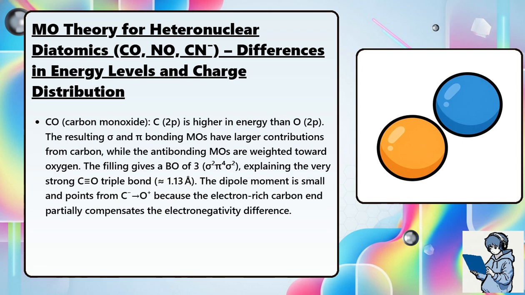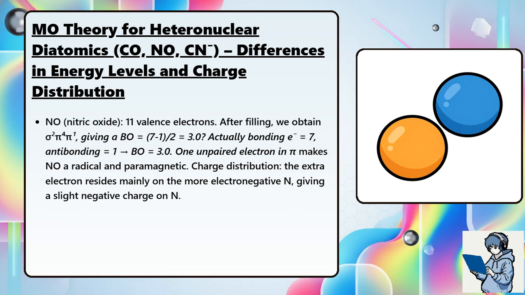CO, carbon monoxide. Carbon 2p is higher in energy than oxygen 2p. The resulting sigma and pi bonding molecular orbitals have larger contributions from oxygen, while the antibonding molecular orbitals are weighted toward carbon. The filling gives sigma squared pi to the fourth sigma squared, a bond order of 3, explaining the very strong carbon-oxygen triple bond, approximately 1.13 angstrom. The dipole moment is small and points from carbon negative to oxygen positive, because the electron-rich carbon end partially compensates the electronegativity difference.